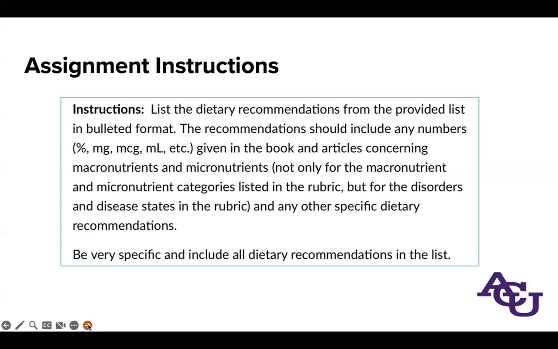List the dietary recommendations from the provided list in bulleted format. The recommendations should include any numbers, percents, milligrams, micrograms, milliliters, etc., given in the book, and articles that would be your readings from the week concerning macronutrients and micronutrients, not only for the macronutrient and micronutrient categories listed in the rubric, but for the disorders and diseases stated in the rubric, and any other specific dietary recommendations. Be very specific and include all dietary recommendations in the list. Obviously, this is going to be a bulleted list because they are saying specifically that you should use a bulleted format.